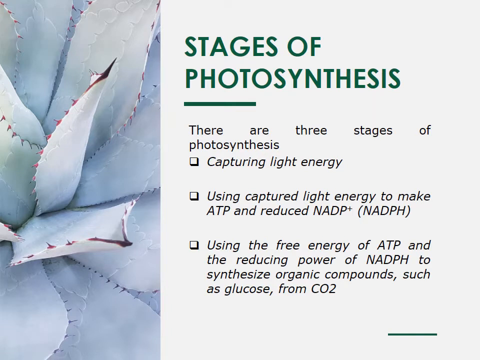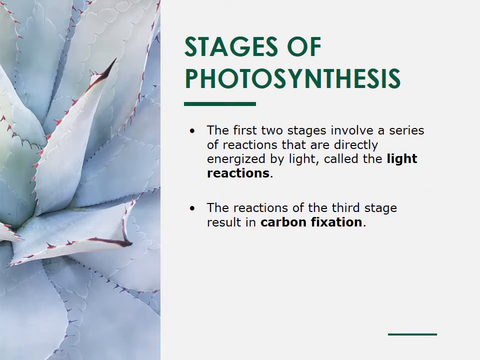So these are the three stages of photosynthesis, and it is broken down. You will understand this topic if you just listen very well. It is very simple. This slide is not complex for you, so that when you are preparing for your JAMB exam you will be able to understand everything very well. So let's move further now. The first two stages involve a series of reactions that are directly energized by light. They are called the light reaction. So the first two stages that we mentioned earlier are called the light reaction, and in some textbooks you will see it as light dependent reaction.